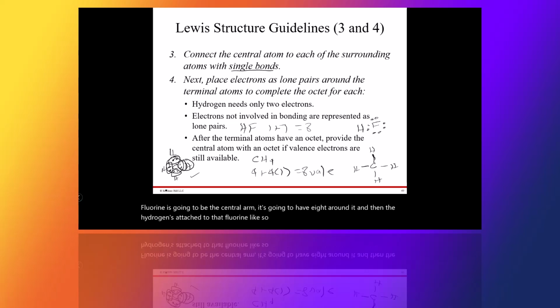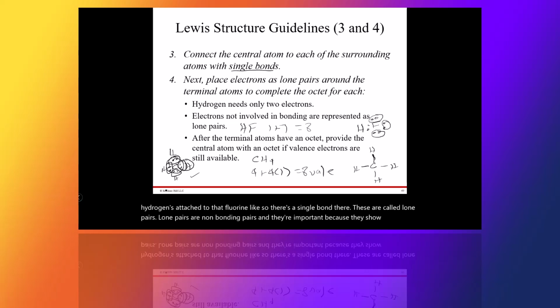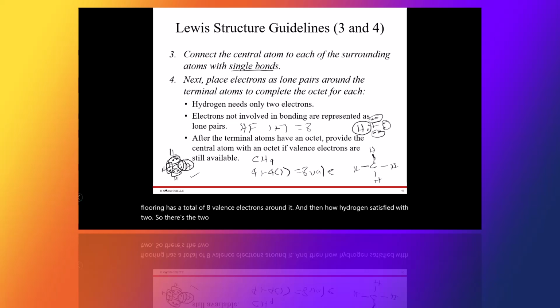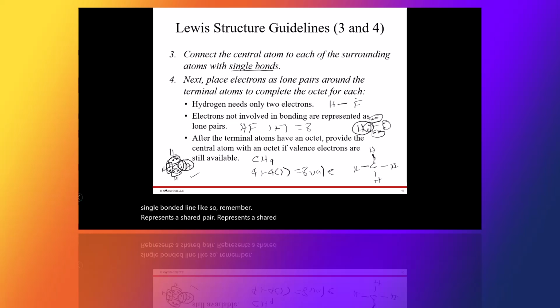So there's a single bond there. These are called lone pairs. Lone pairs are non-bonding pairs. And they're important because they show that fluorine has a total of 8 valence electrons around it. And then hydrogen's satisfied with 2. And if you wanted to clean this up, you could write H with a single bonded line like so. Remember, a single bond represents a shared pair. And then there are 3 lone pairs on the fluorine like so.